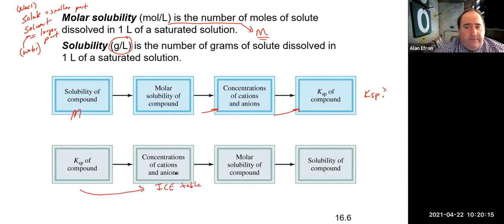So it will involve an ice table sort of calculation. We're going to talk about how it's slightly different than some of the ones we've done before. And from that, that will allow you to get the molar solubility. It will also allow you to, if you wanted to, figure out the grams per liter.